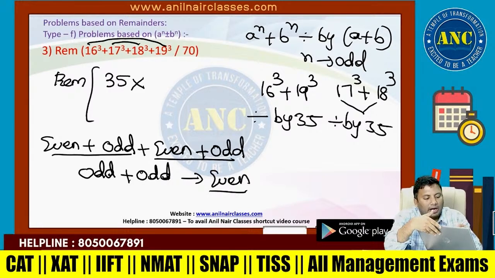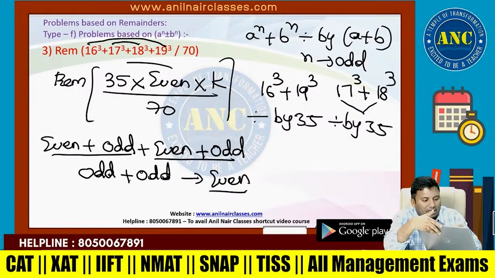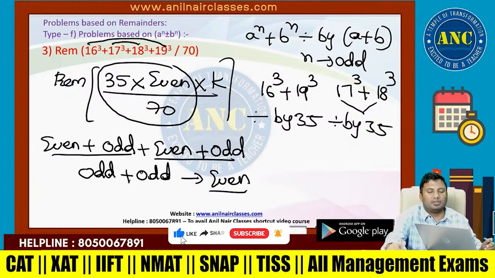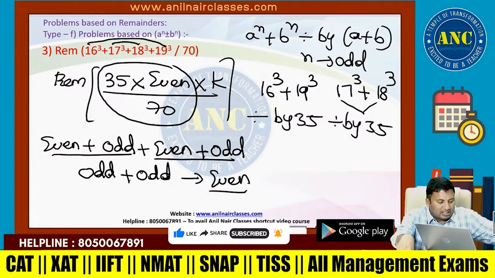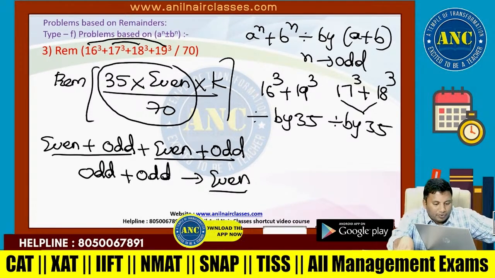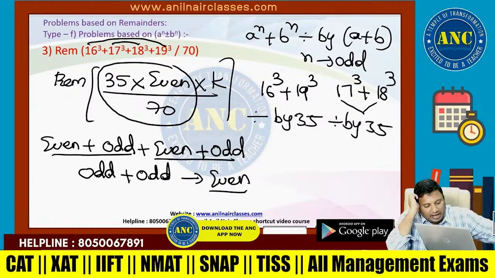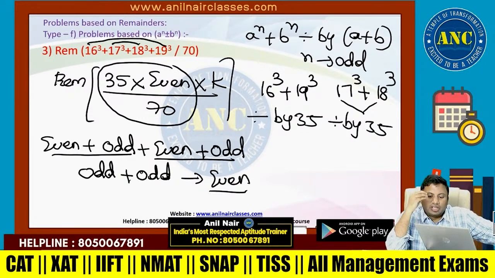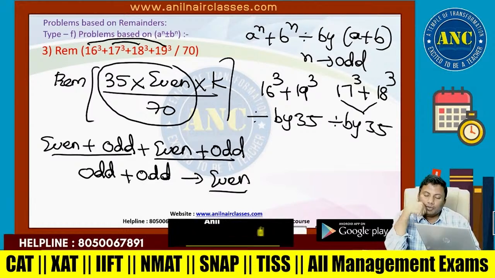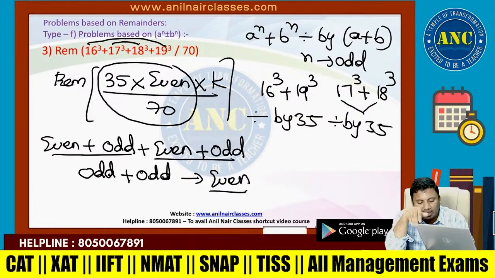So, the numerator is divisible by 35 and an even number into some number. 35 into an even number is divisible by 70. Remainder is 0. 70 into any number divided by 70, answer is 0. 16 plus 19 divisible by 35. 17 plus 18, it is divisible by 35.